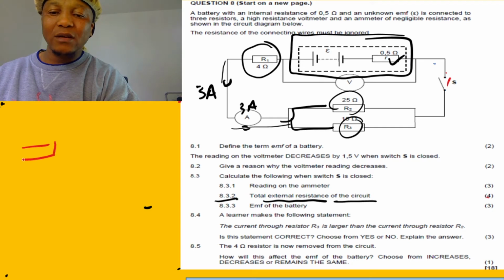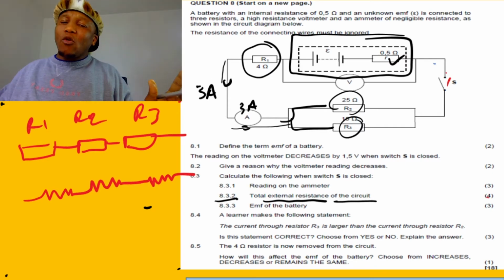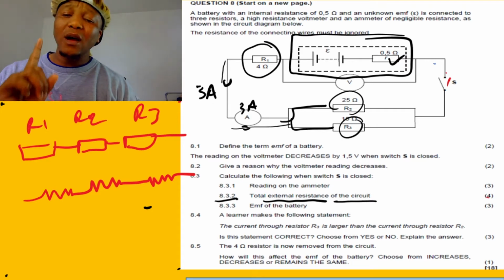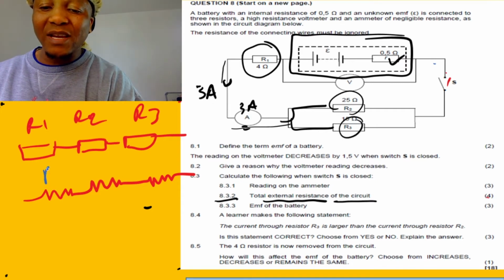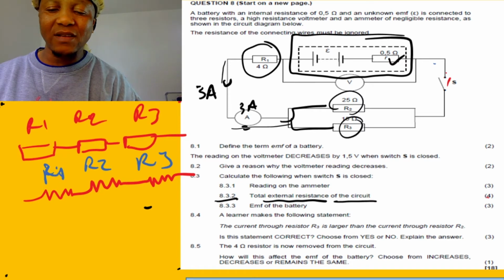Whenever we have resistors, say this is resistor 1, this is resistor 2, this is resistor 3. Some books write like this. That's sometimes a symbol for a resistor. So you may see it drawn one way, and in another book another way. Don't get confused. It's easy. Let me say resistor 1, resistor 2, resistor 3. That's another way of drawing a resistor.